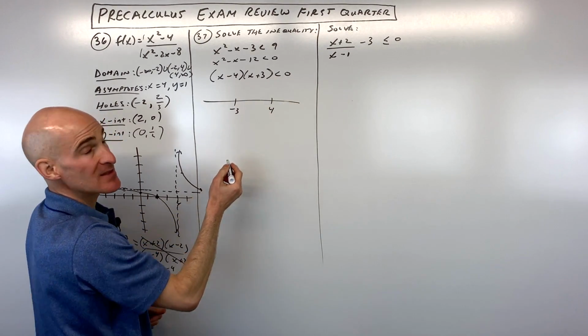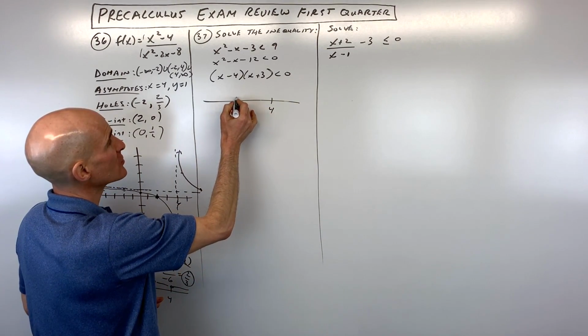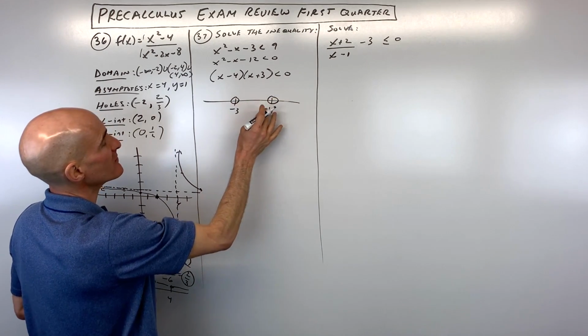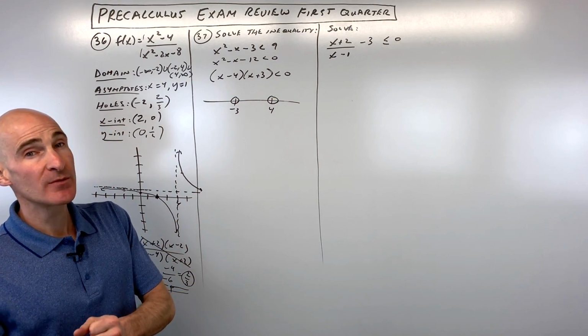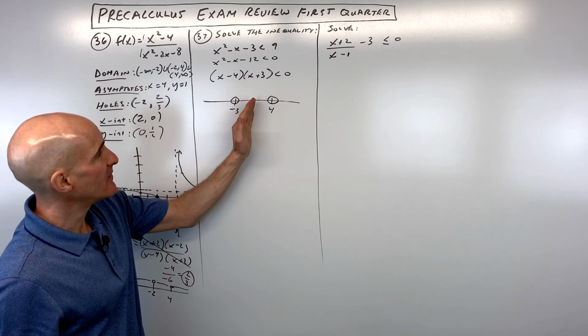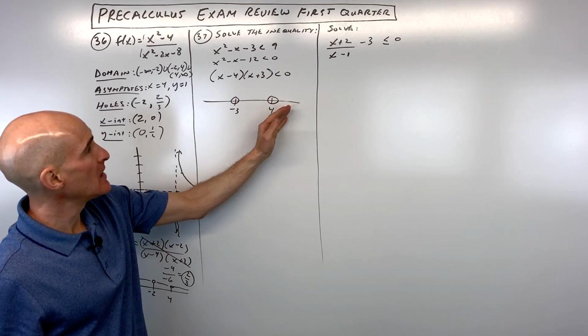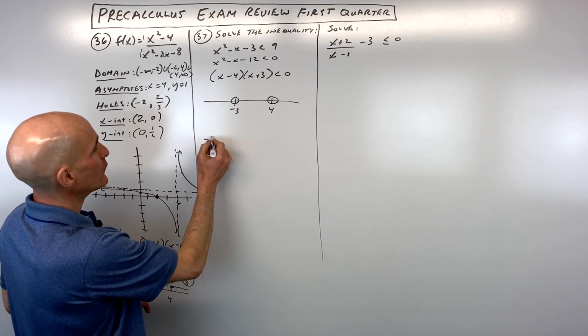But see how it's less than 0? It doesn't want to equal 0? That means that these are going to be open, meaning it doesn't include these values. Now what we're going to do is something called sign analysis, and we're going to pick a test value in each one of these intervals. So say we test, for example, -4.